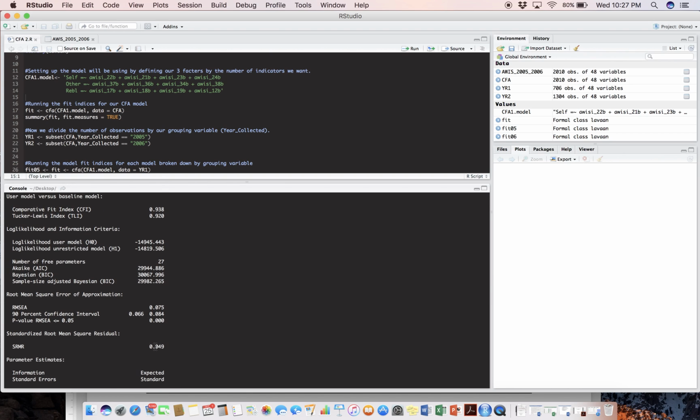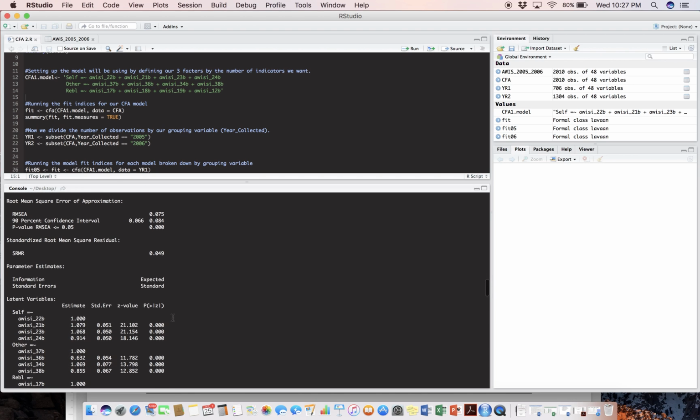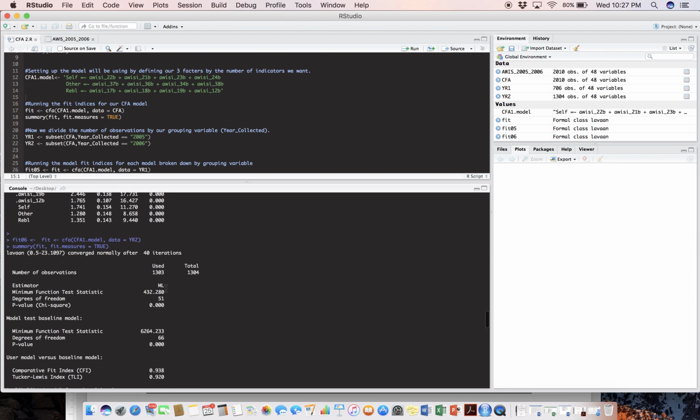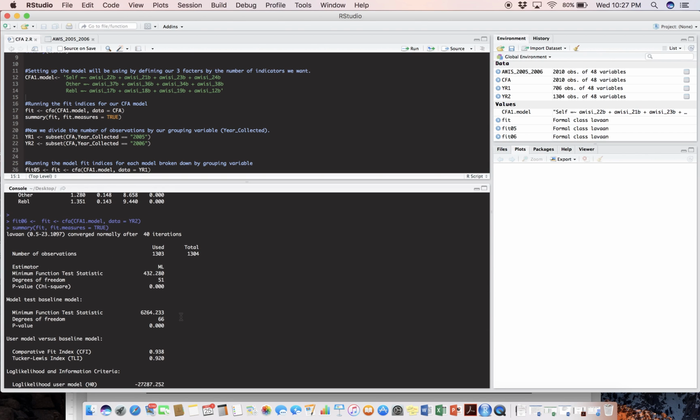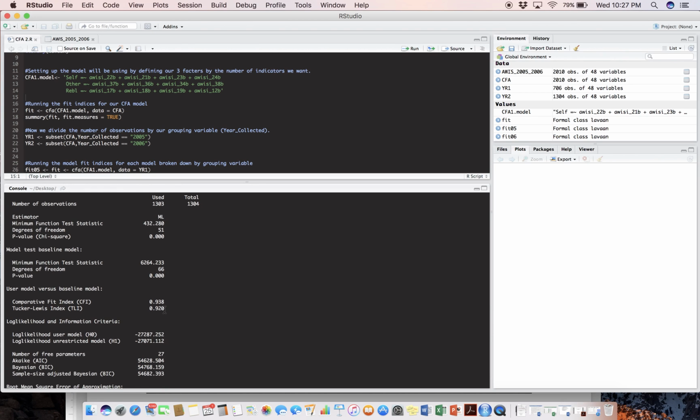as you can see. And then for SRMR, we still have a value of 0.049, which is still less than 0.05. So arguably, I would say that this model still has good fit. So the model broken down by year 1, 2005, has good fit. Same information there.